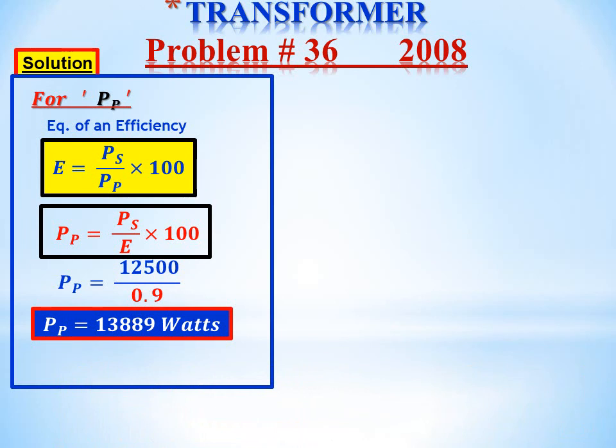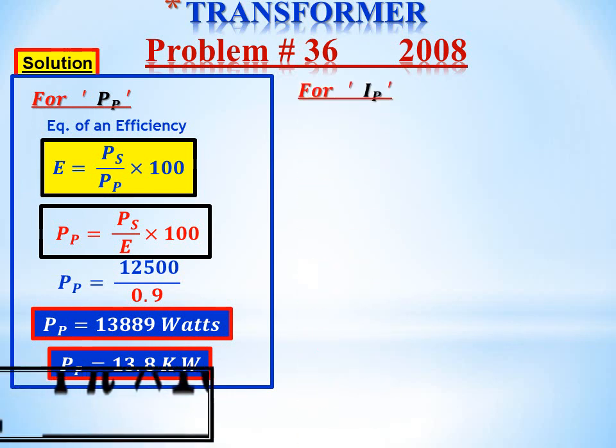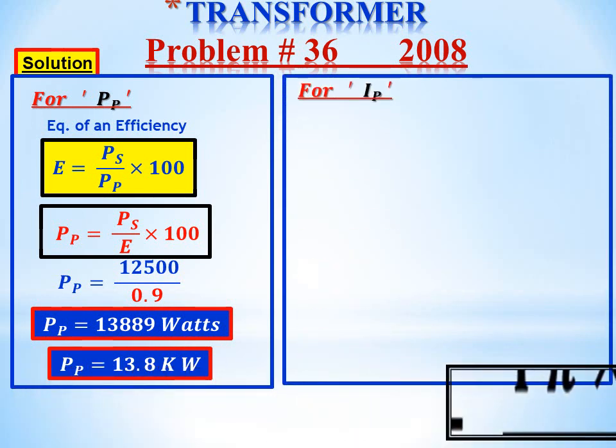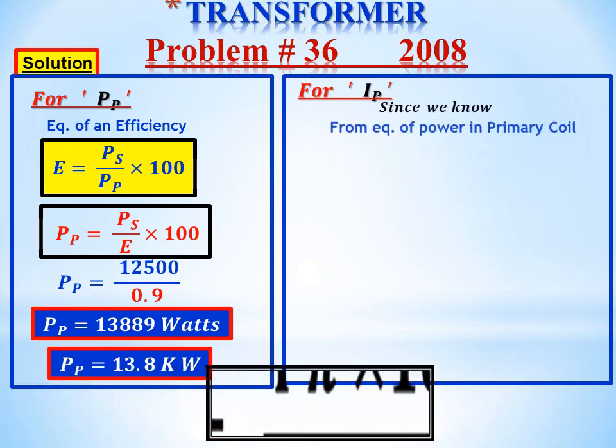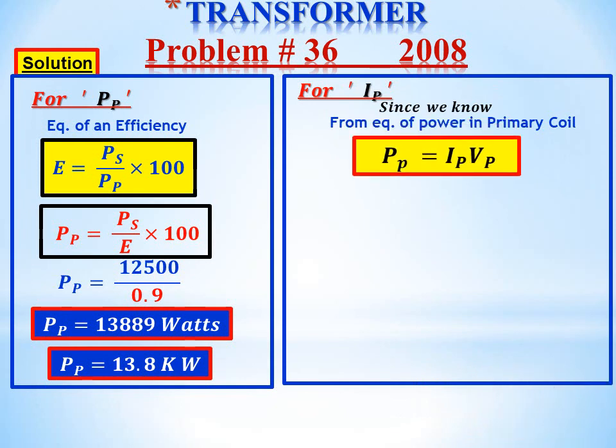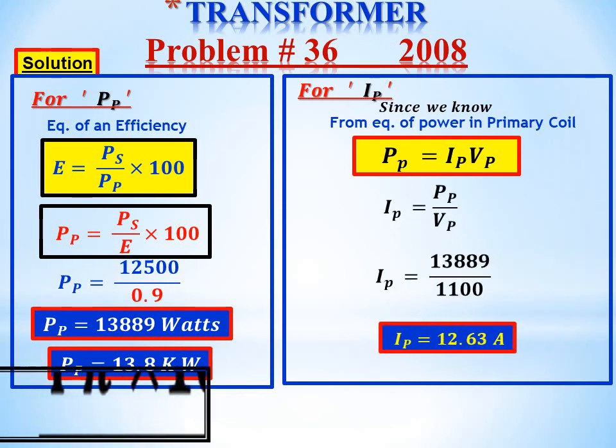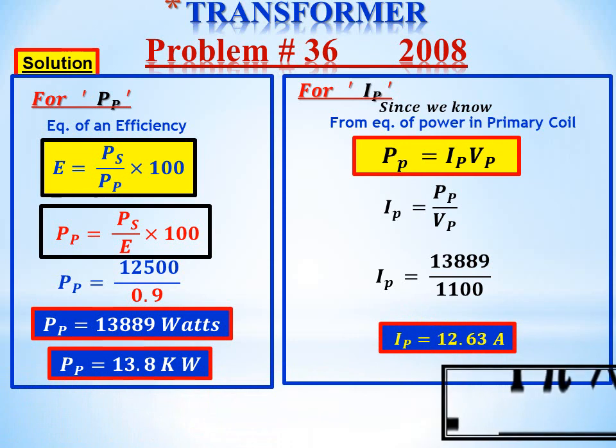So the power of the primary coil is 13,889 watts or 13.8 kilowatts. So the next is for Ip, that is current in the primary coil. For current, using the equation of power in terms of current and voltage, from the equation of power in the primary coil, P is equal to IV, so Pp is equal to Ip Vp. Solve for Ip, and you will get the current in the primary as 12.63 ampere.